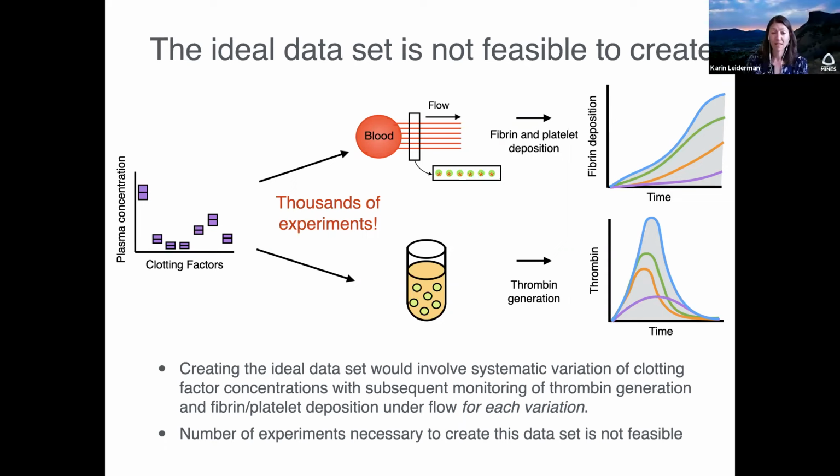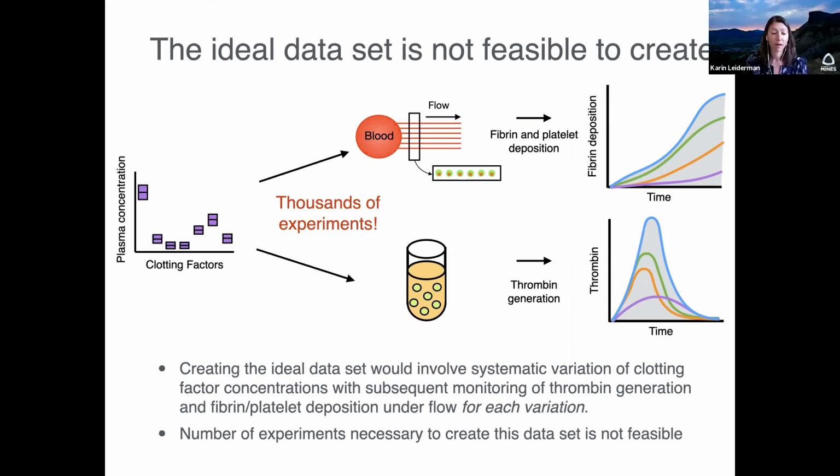These experiments could be of different types. They could be monitoring fibrin deposition and platelet deposition in what's known as a microfluidic assay, where blood is flown over tissue factor and collagen patches, and the clotting is monitored through microscopy. Or it could be in the form of looking at thrombin generation assays, where you have a test tube with cells and plasma, and you are looking at how much thrombin is generated within that test tube. So more like a clinical assay.